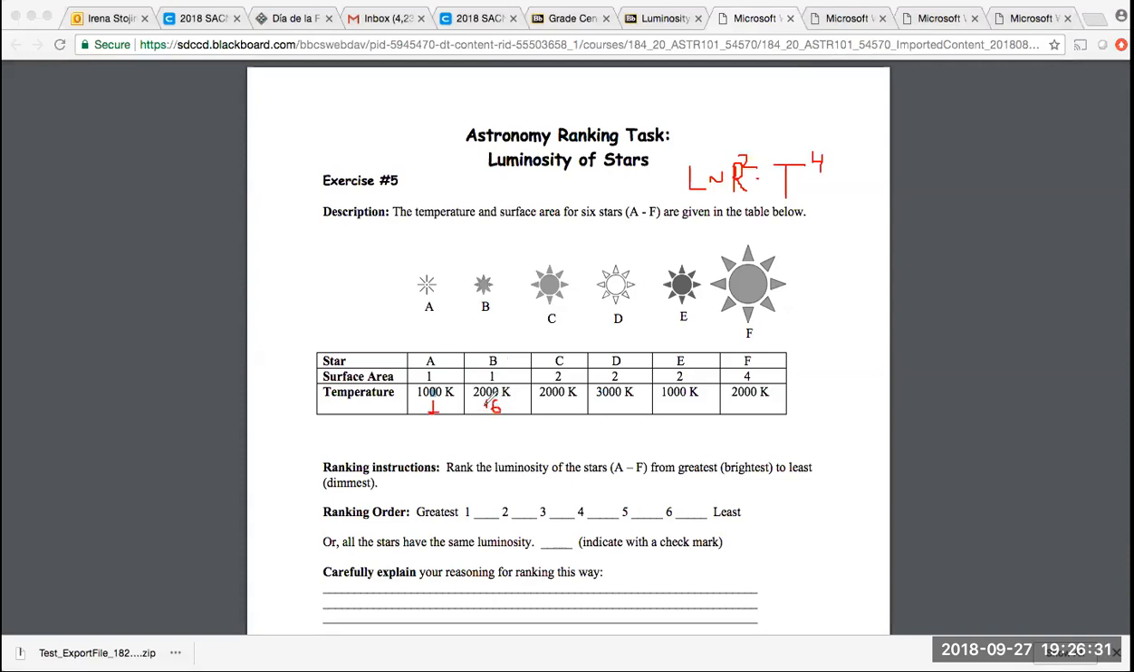16. Okay, very good. And then how about C? It's going to be 16 times 2, which is 32. Okay, and then how about this one, D?